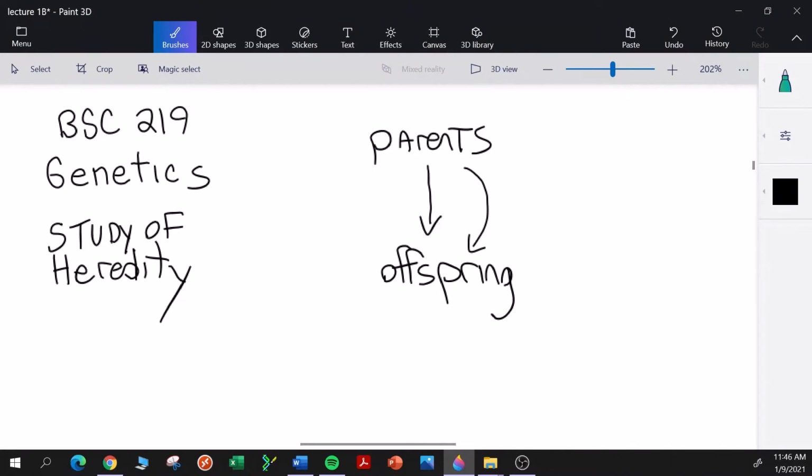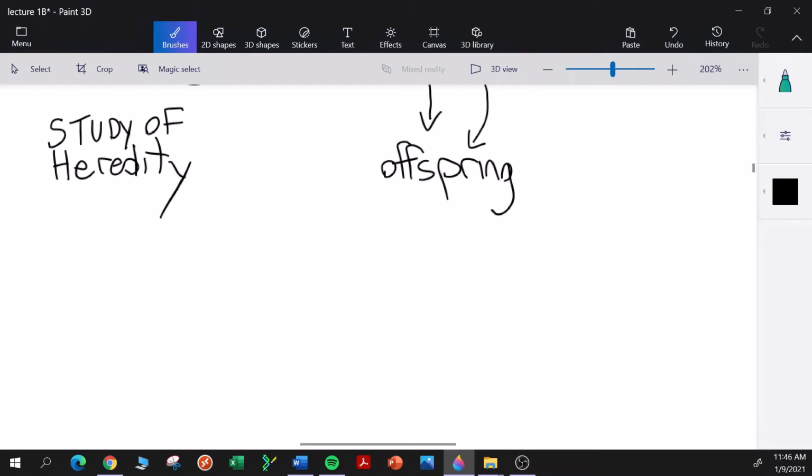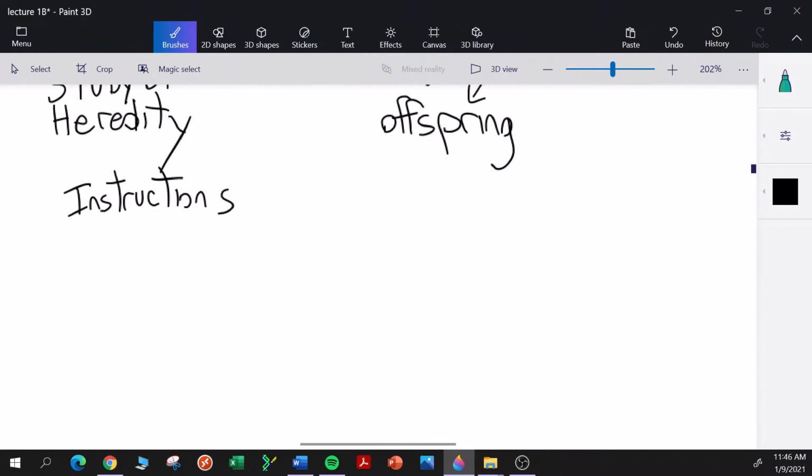So when we talk about genetics as the study of heredity, what we are really interested in is these instructions that are transmitted from parents to offspring. So what are these instructions? We now know the instructions essentially are telling cells of the organisms how to divide, how to produce proteins, how to form the organism and allow the organism to produce more offspring.